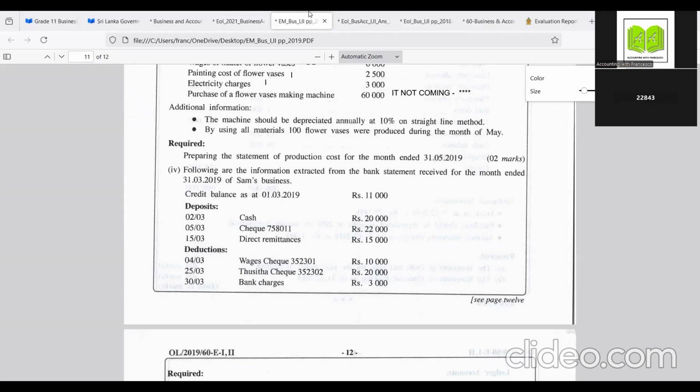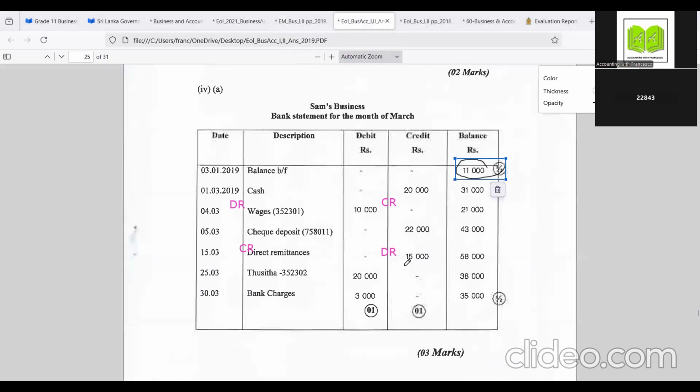Then in the bank statement, which side to record deposit? Credit side. So it's confusing, right? If you confuse, the best thing is to write the usual debit, credit, then write credit, debit, and erase the debit, credit. I hope it's clear. Debit, credit, credit, debit. Now that is what has been done. In the credit side, 20,000, 22,000, 15,000. In the debit side, 10,000, 20,000, 3,000.